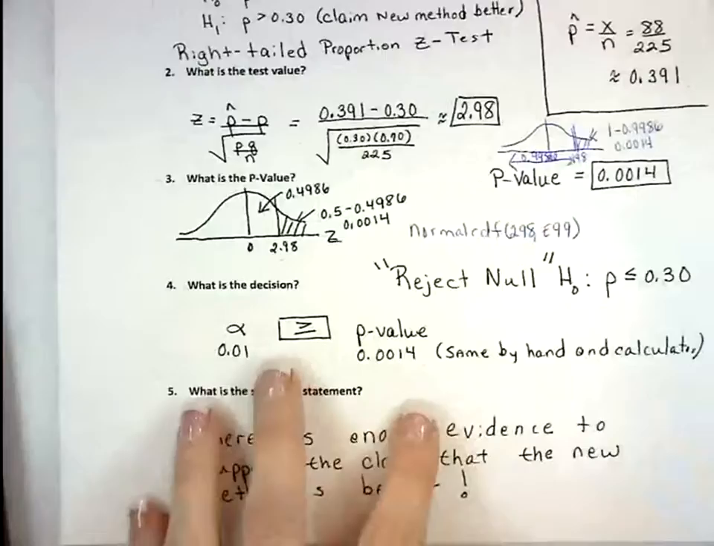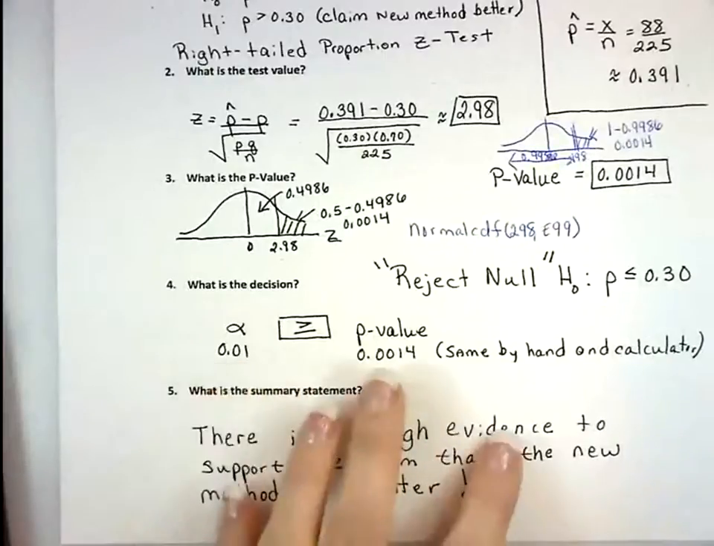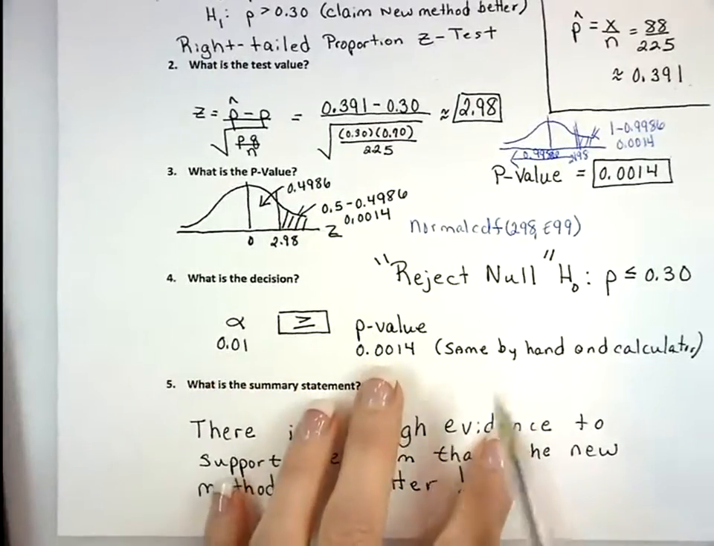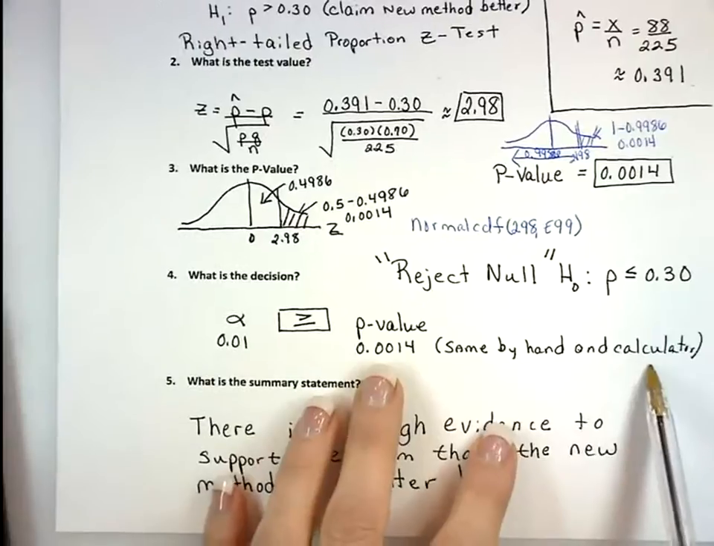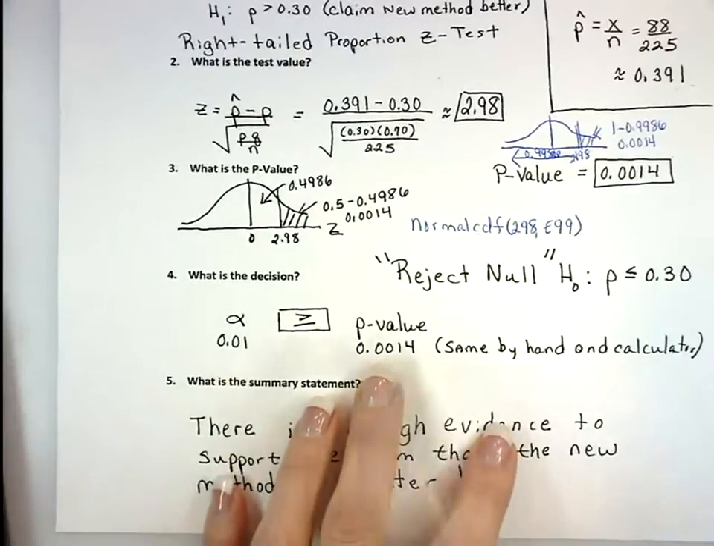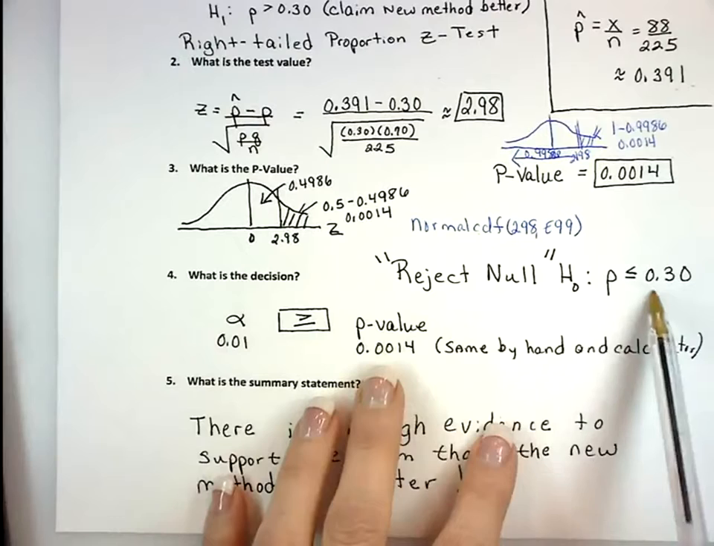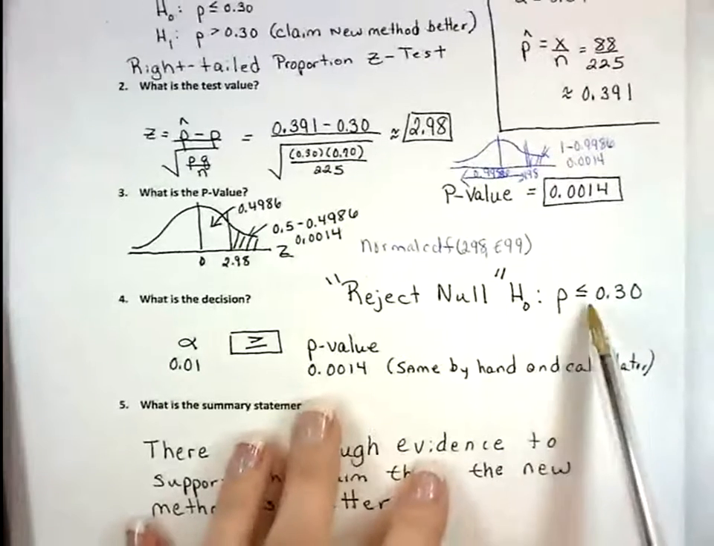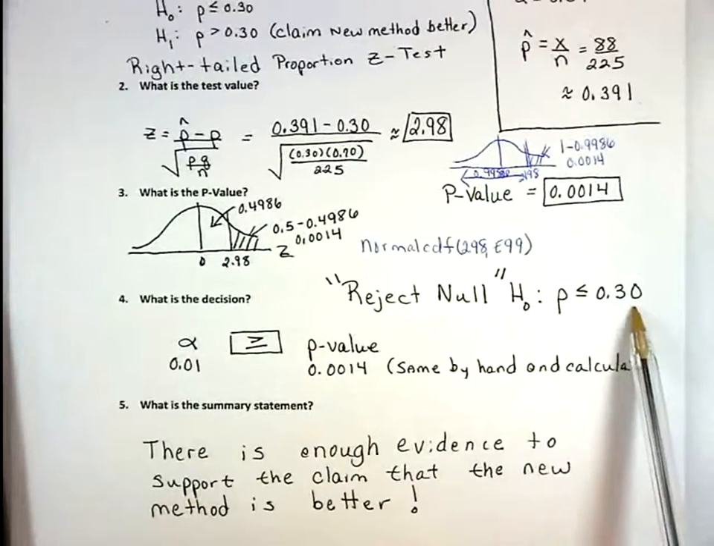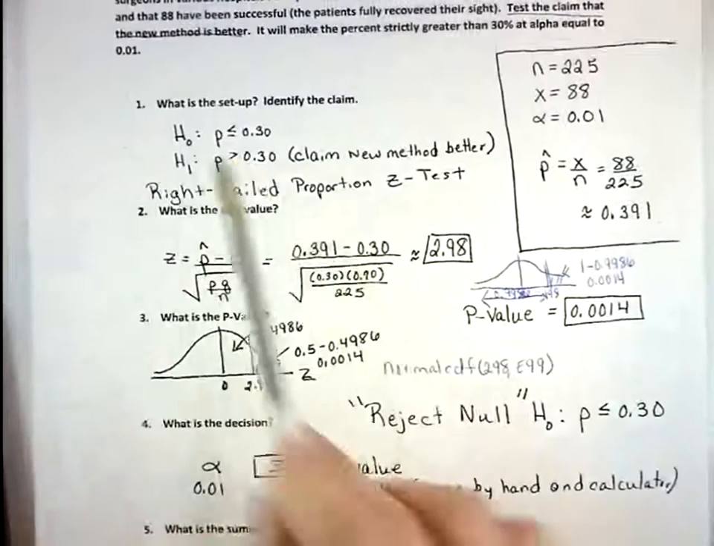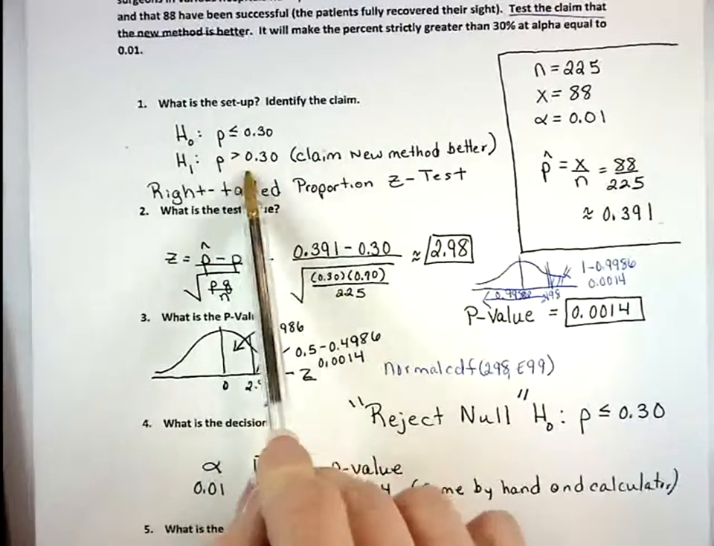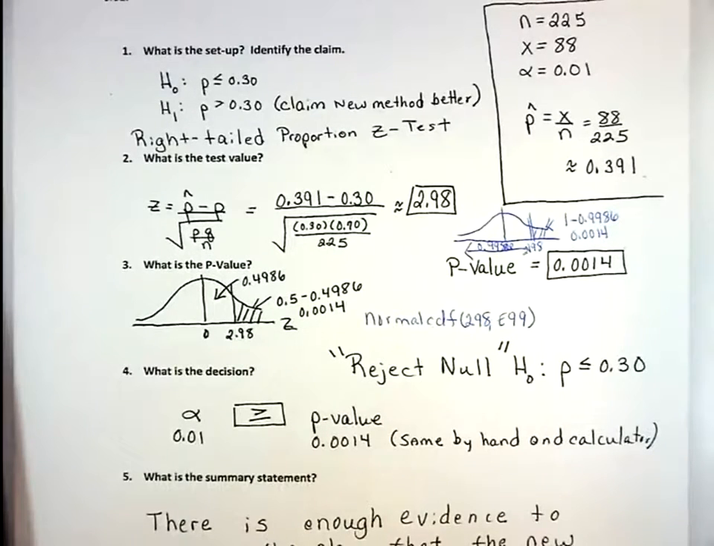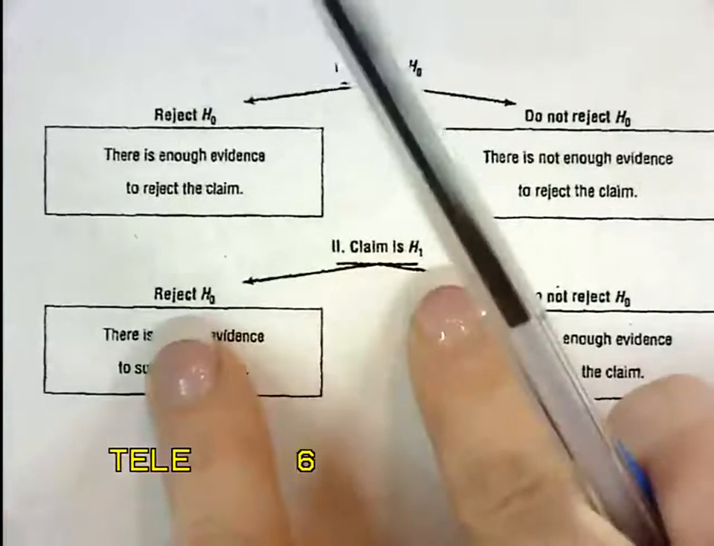As far as your decision, alpha was 1%. Your p-value is actually the same by hand and calculator this time. I'll show you that in a moment. Alpha's greater than or equal to the p-value, so reject the null hypothesis. And the null statement said less than or equal to 0.30. Reject the null. Now, if we reject this null statement and our claim says that it's greater than 30%, that means in terms of a summary, we put our finger on the fact that the claim is the alternative, and our decision is to reject the null.